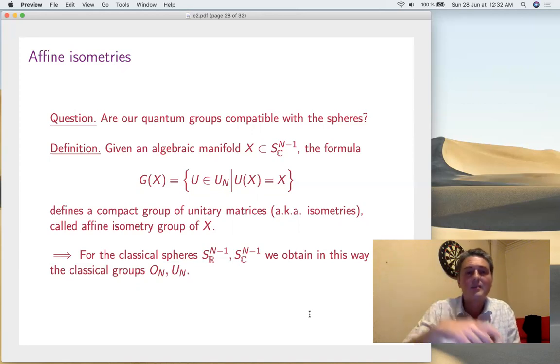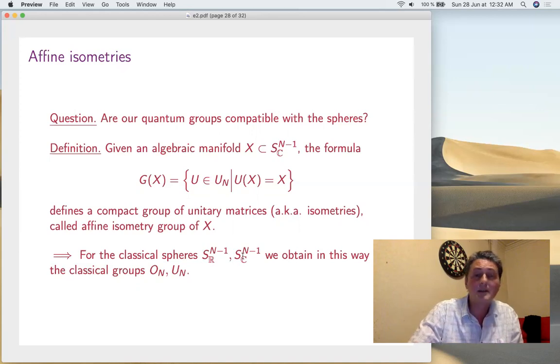So we just say that in the classical case, given an algebraic manifold of the sphere, because we want everything to be inside the spheres, just take the unitary matrices which fix the manifold. That's the affine isometry group of X. So there's no metric or anything, there are algebraic manifolds here, algebraic geometry, very basic. And for the spheres, of course, you obtain O_N and U_N.